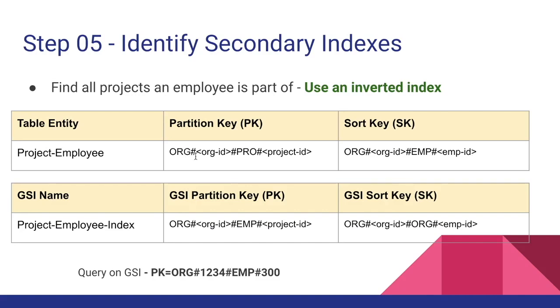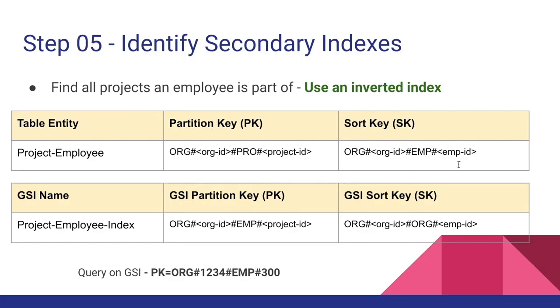Now, if I want to get all the employees that belong to a project, what I can easily do is send a query where its partition key is equal to org#, then the org ID, let's say 1234, then #PRO#, then the project ID, let's say 100.